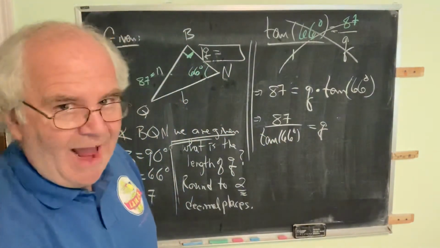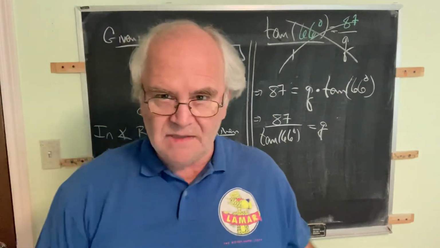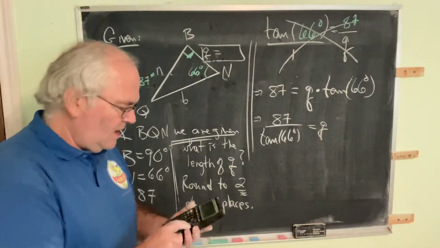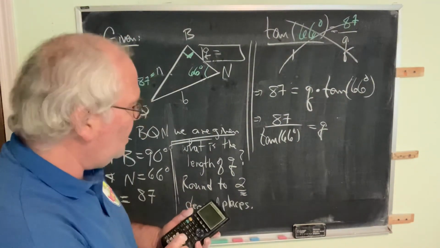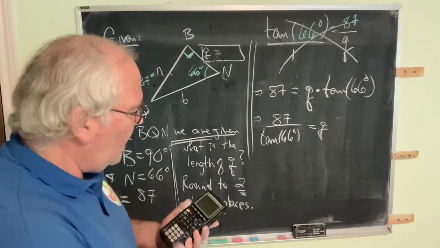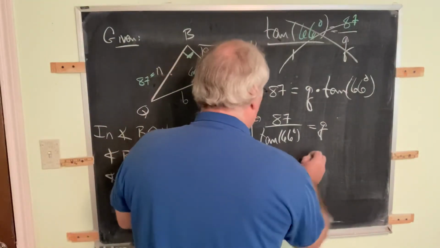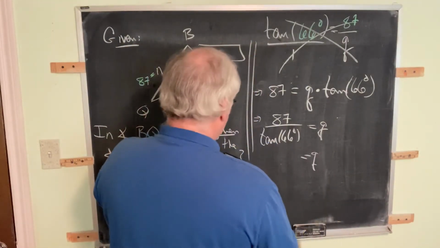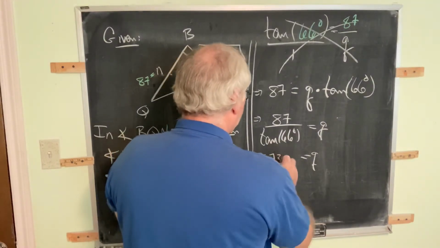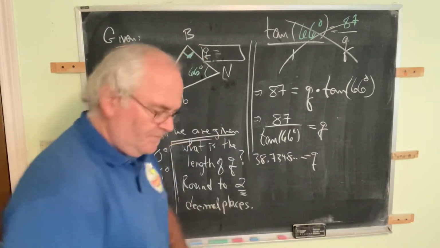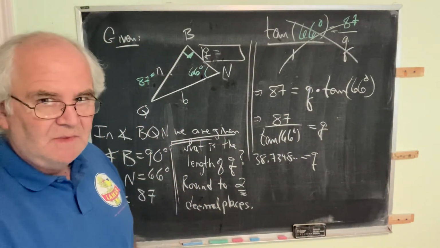Now, at long last, the very last thing, go to the calculator. And so what do you have? I have 87 divided by tangent of 66, and I have 38.73489. I have Q is equal to 38.7348, and so on. And we want two decimal places because that's what the direction said.